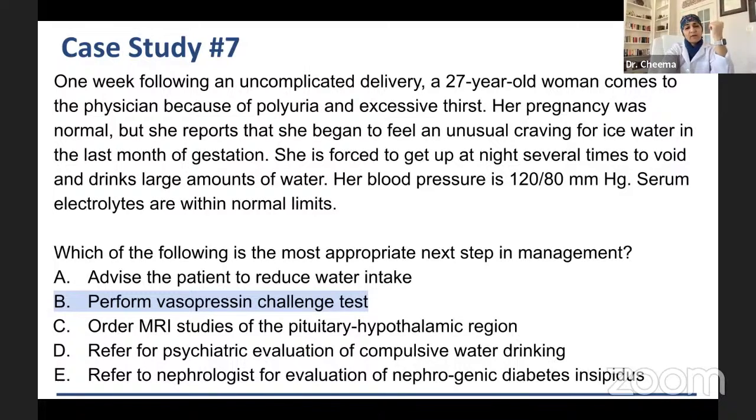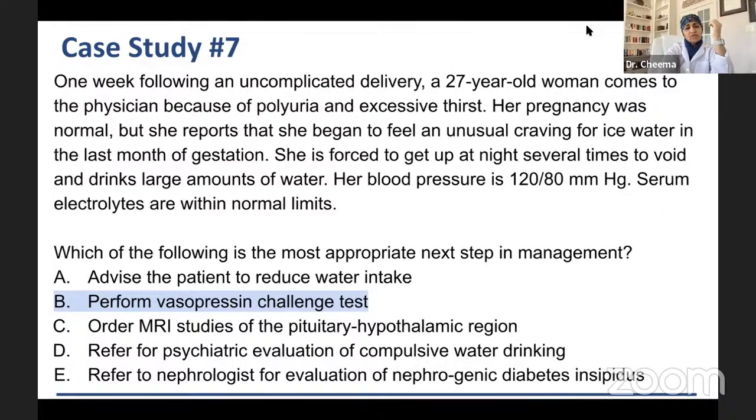Compulsive water drinking may require psychiatric evaluation and may mimic diabetes insipidus. Sometimes we can see those scenarios in a real clinical setting, but this possibility should be considered once diabetes insipidus has been ruled out. When the challenge test is normal, then we can think of other differential diagnoses. So in this particular case, the close temporal association with the pregnancy and delivery makes the diagnosis of diabetes insipidus more likely.